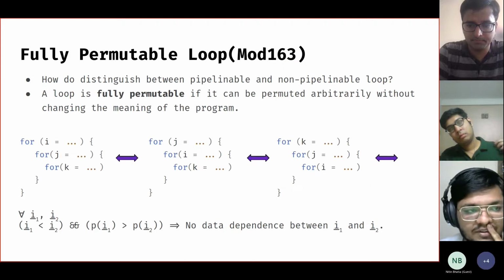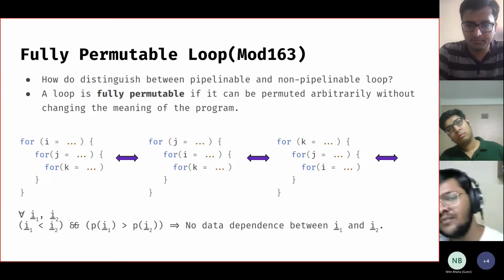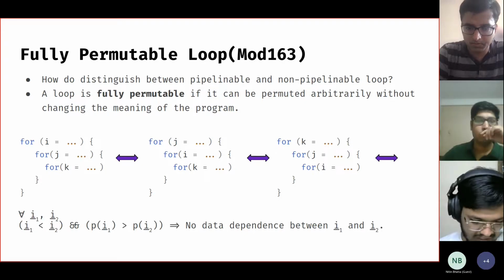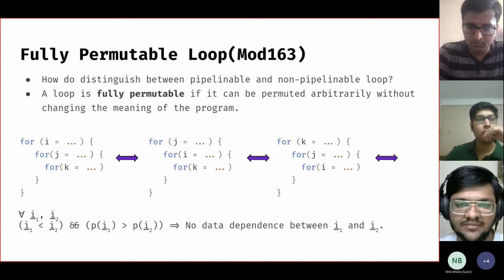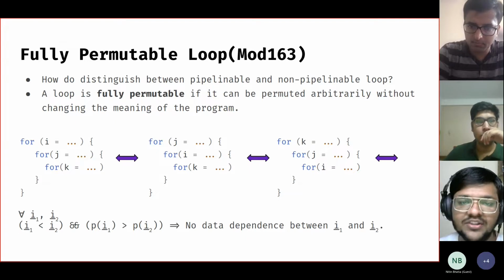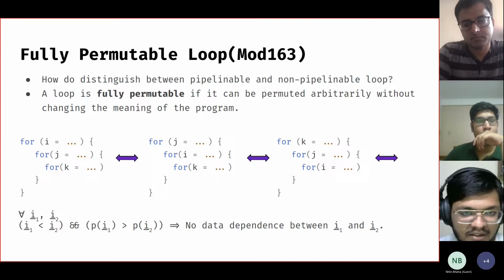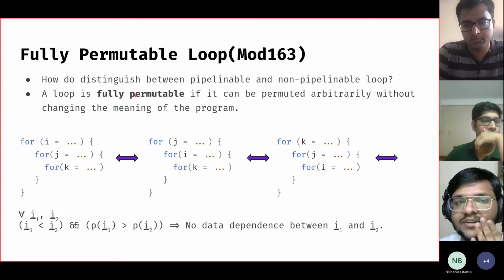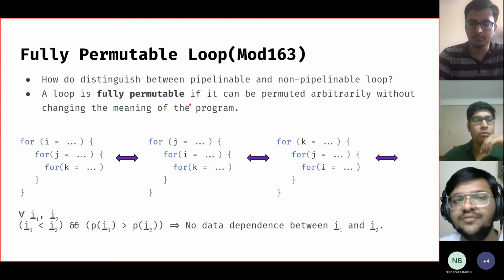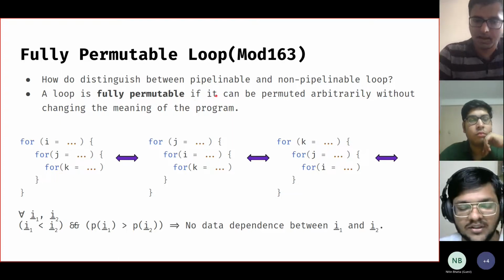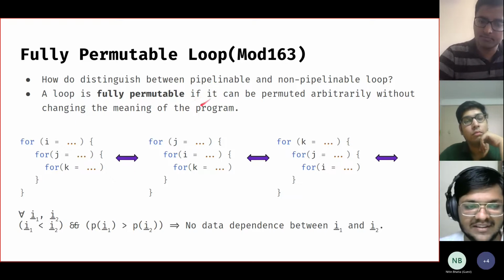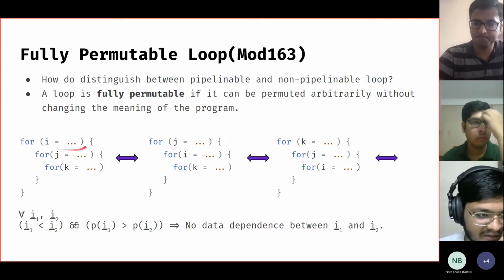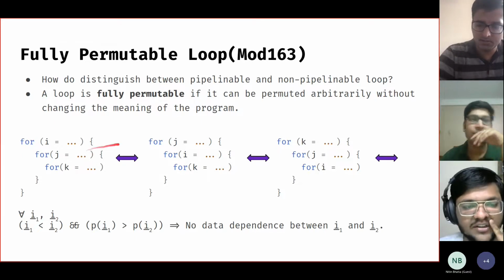Before moving forward, let's talk about permutable loops. Till now, one of the questions that comes to our mind is how to distinguish between a pipelinable loop and a non-pipelinable loop. So first we talk about what a permutable loop is. A loop is a fully permutable loop if we can permute the levels of iterations without changing the meaning of the program.